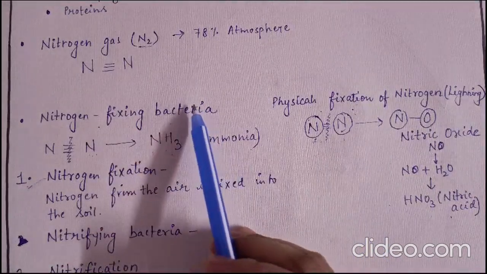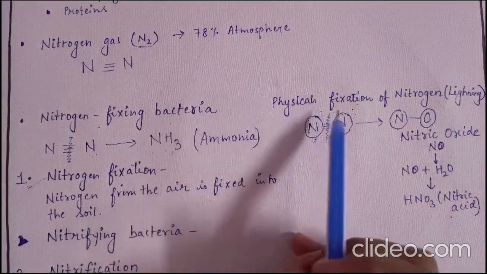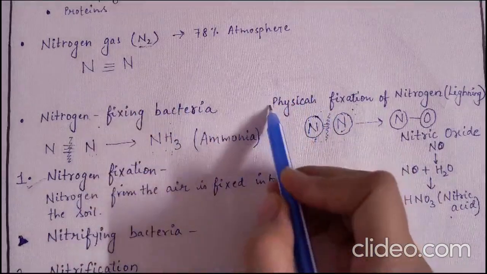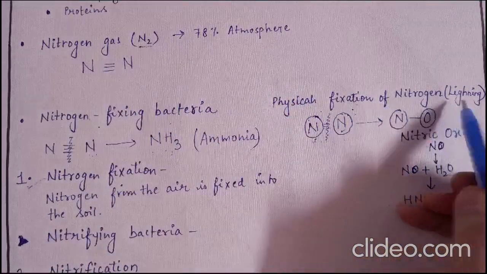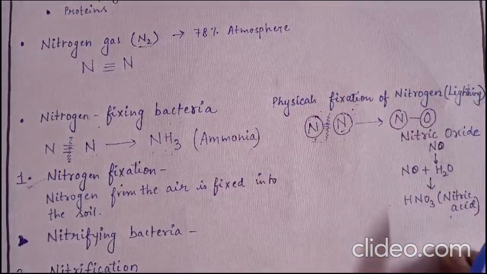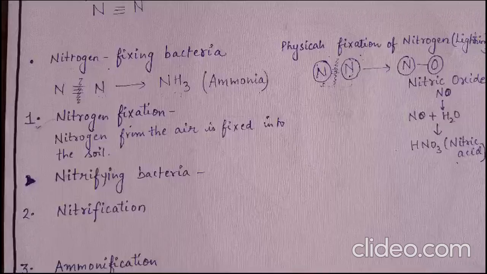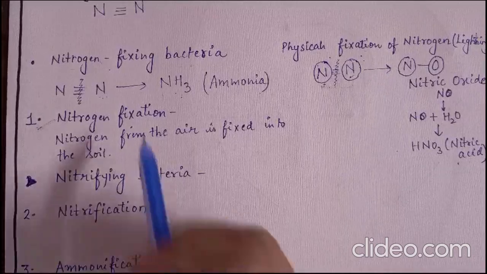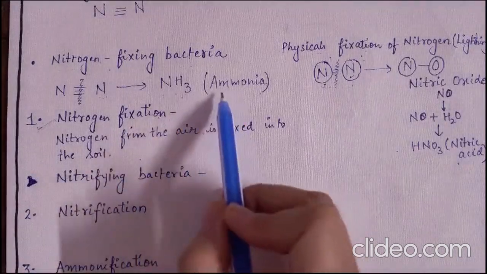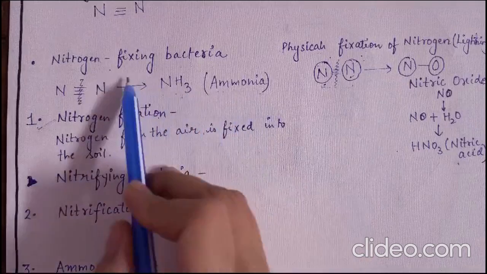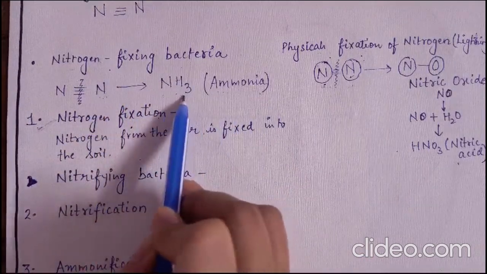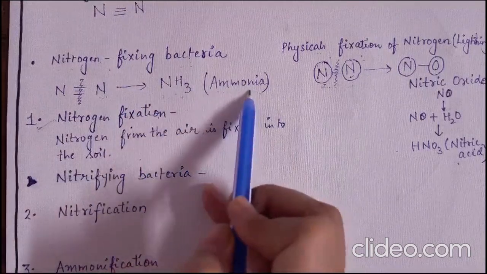So we have basically two ways by which nitrogen can be fixed. One, by the action of nitrogen fixing bacteria, and second, by physical fixation of nitrogen, basically by the lightning. All right, are we clear? Let's now move ahead. We are done with the first step, that is nitrogen fixation, right? Nitrogen from the air is fixed into the soil in the form of ammonia. Nitrogen fixing bacteria convert atmospheric nitrogen N2 into NH3, which is also known as ammonia.